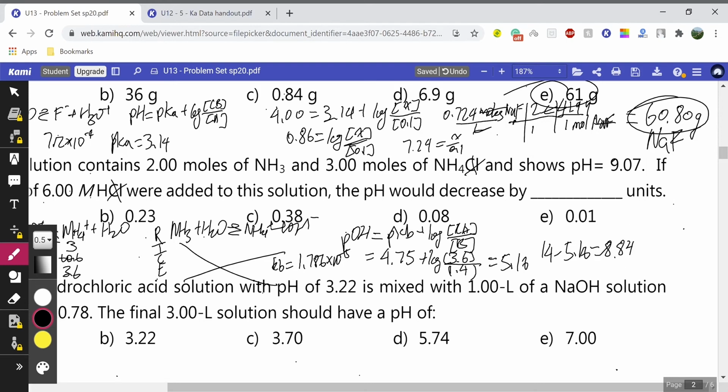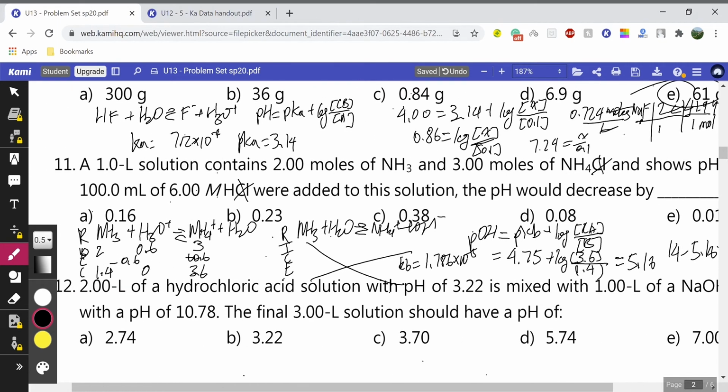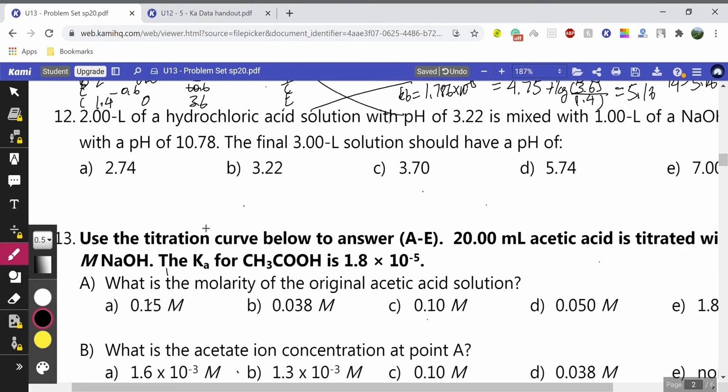So when you ask how much the pH will decrease by, we subtract our original 9.07 minus our 8.84. Let's see what that gives us. 9.07 minus 8.84, we'll get a pH change of 0.23. Now 0.23 is our answer choice B.